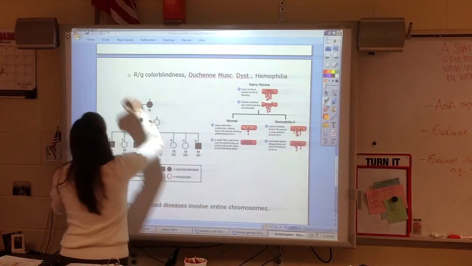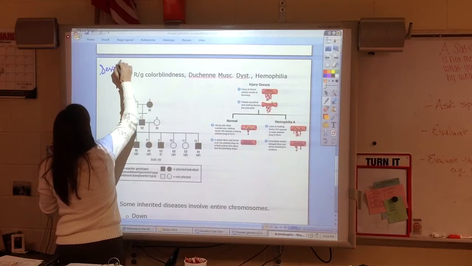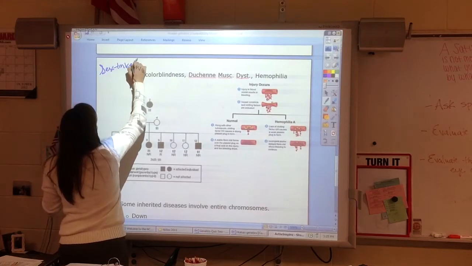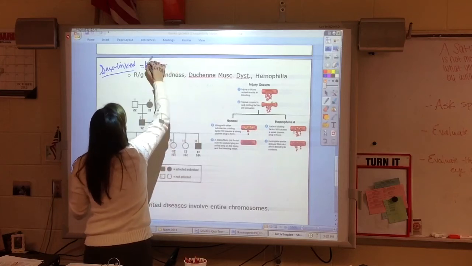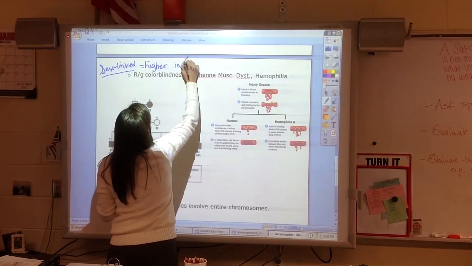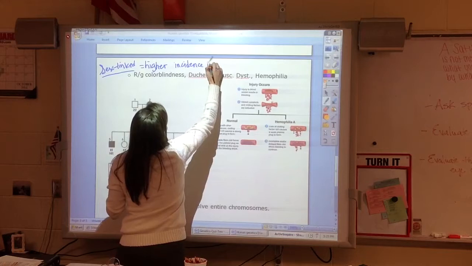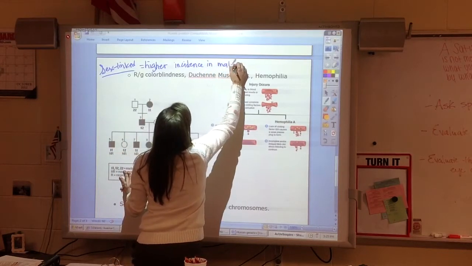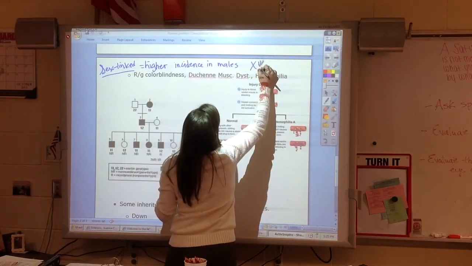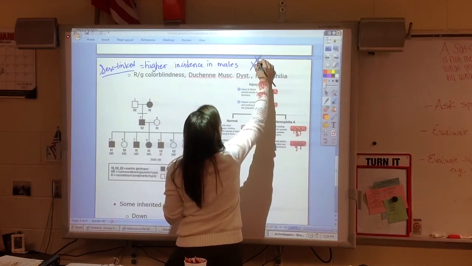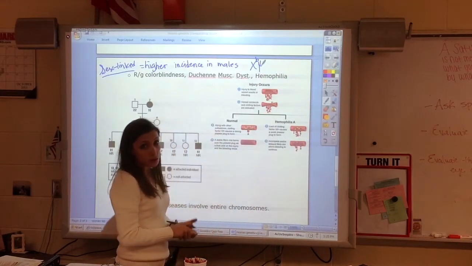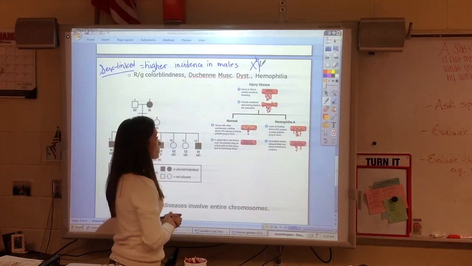These are actually going to be sex-linked. So they are found in a higher prevalence or incidence in males. Because remember, males are X, Y, and so whatever is shown on that X, if it's a little b, that's what's going to be shown in their physical appearance.